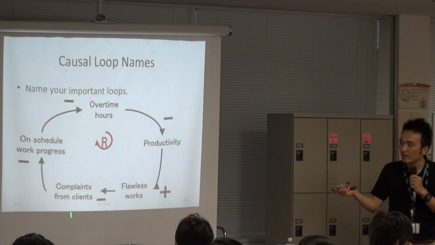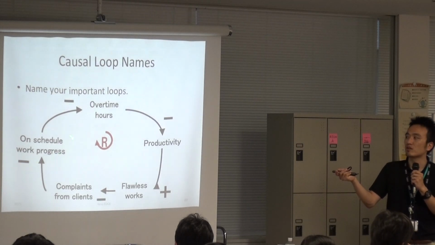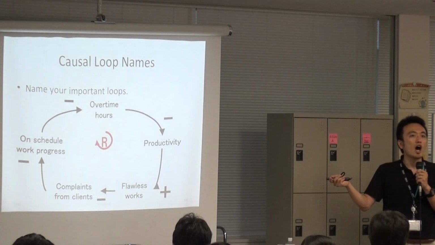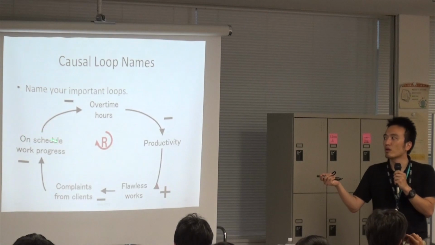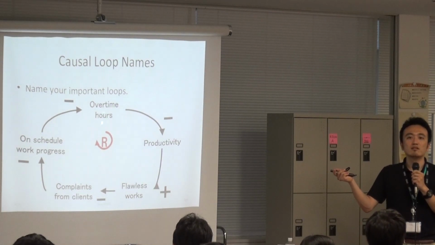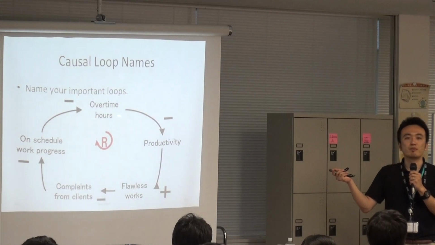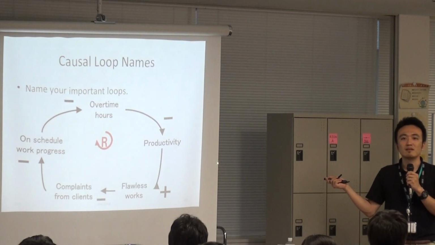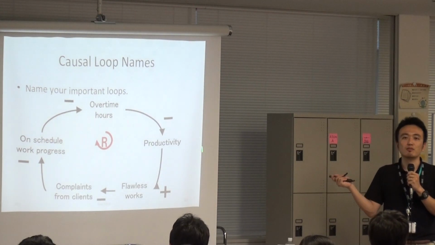Then if complaints decrease, then on-schedule work progress goes up, right? If you have more on-schedule work progress, then your overtime hours go down. And then what happens? Your productivity goes up. And it's a good loop, right?